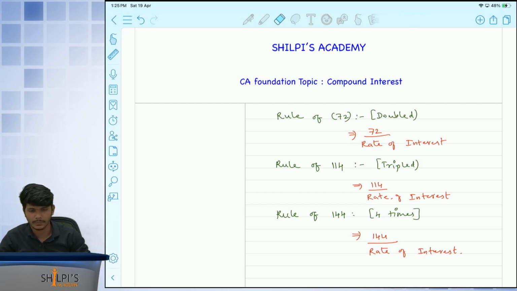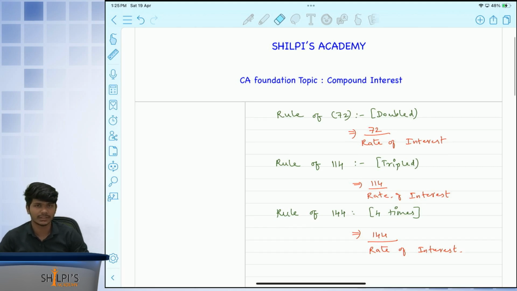Hello everyone. In CA Foundation, we are going to see the problem in compound interest. There is a type of question where the rate of interest will be given and we have to find in how many years the given sum will become doubled. Sometimes they will ask in how many years the given sum will become tripled at a given rate of interest. For those types of questions, we have a set of rules like rule of 72, rule of 114 and rule of 144.